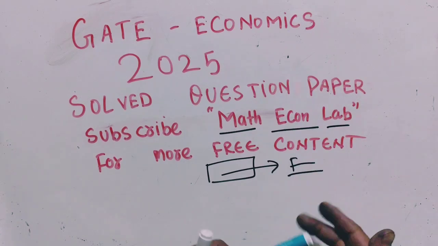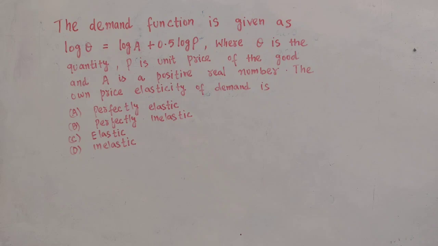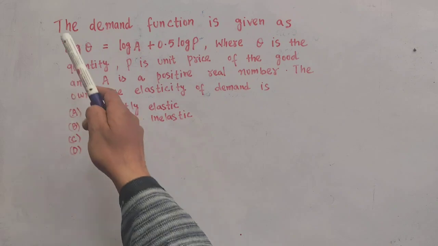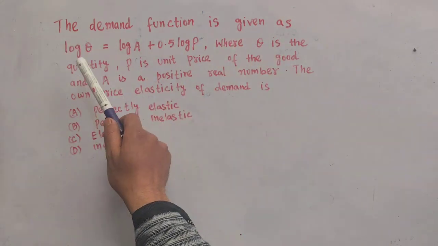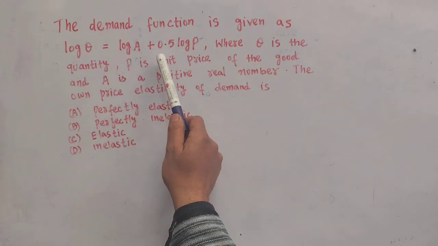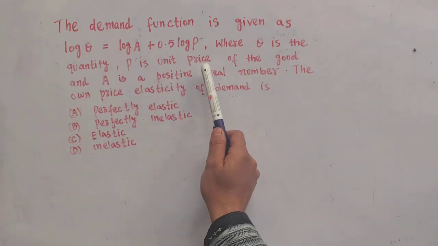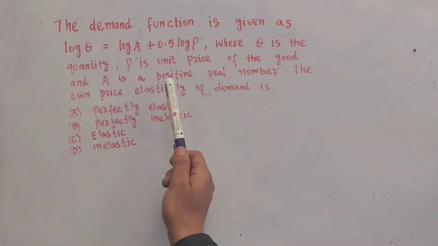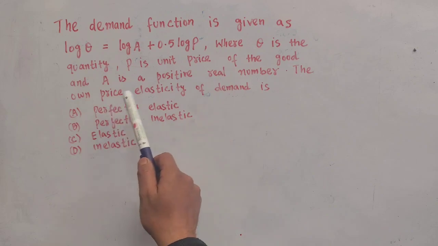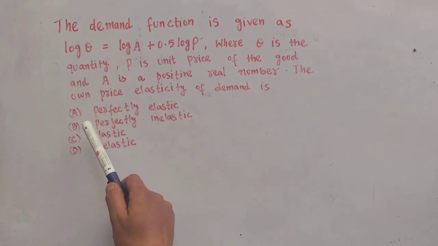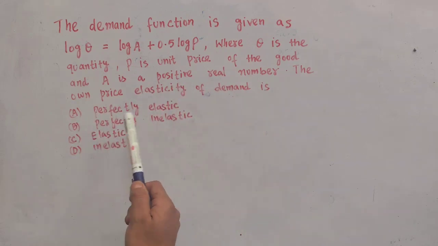So let us start the video. The question is to find out the own price elasticity of demand of a logarithmic demand function. The demand function is given as log of q is equal to log of a plus 0.5 log of p, where q is the quantity, p is the unit price of the good, and a is a positive real number. The own price elasticity of demand is: the options are perfectly elastic, perfectly inelastic, elastic or inelastic.